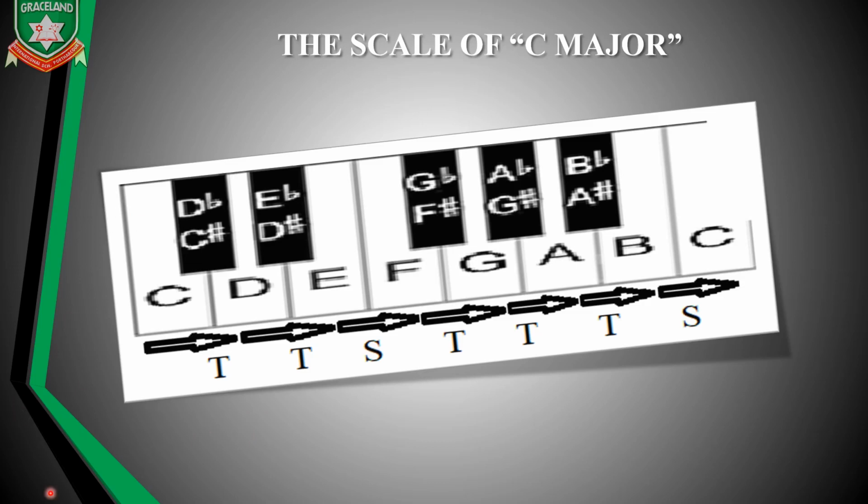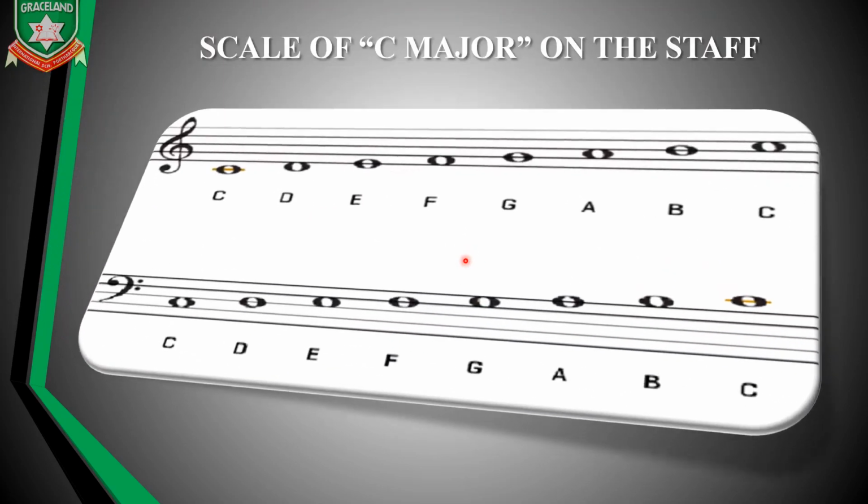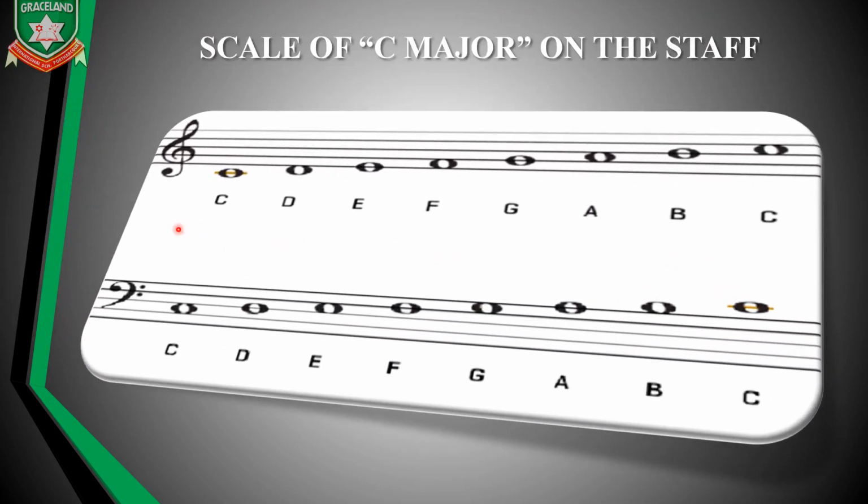The next slide now, where we'll talk about other forms of scale. Okay, we have the scale of C major now on the staff. You need to learn to put the scale of C major on the staff, and that has to do with C, D, E, F, G, A, B, C, like I explained earlier.